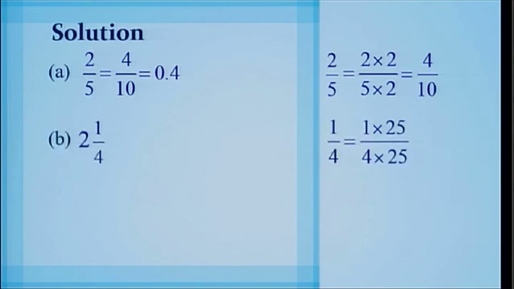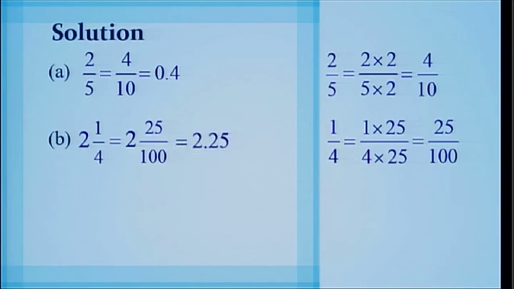Here, 2 and 1/4. The 2 is a whole number. We're going to write the 1/4 as a decimal number, 25 over 100. So it is the same as 2 as a whole number. Then the fraction becomes 25 over 100, which is of course 2.25.